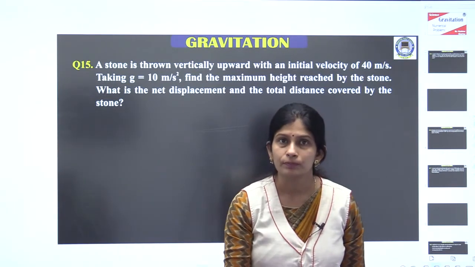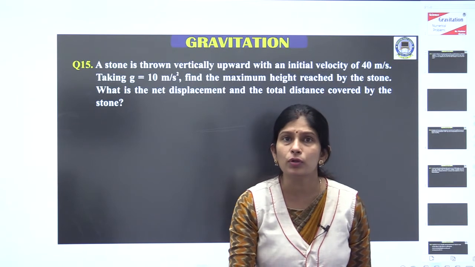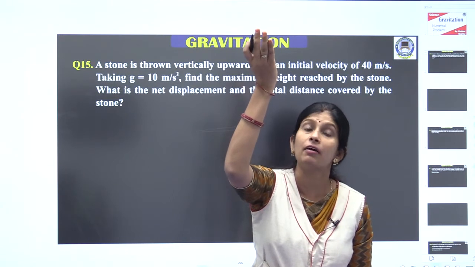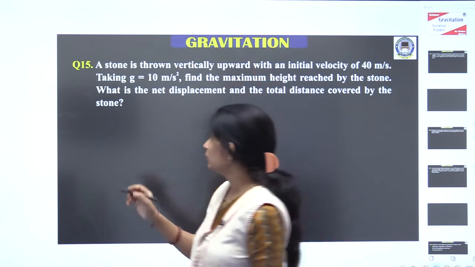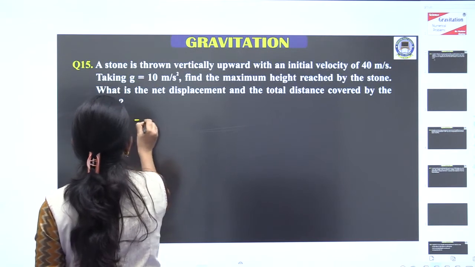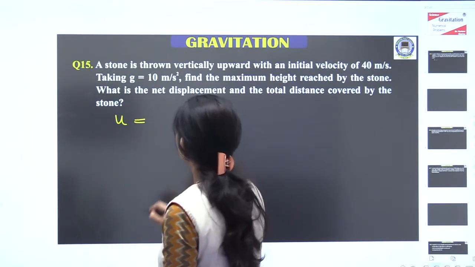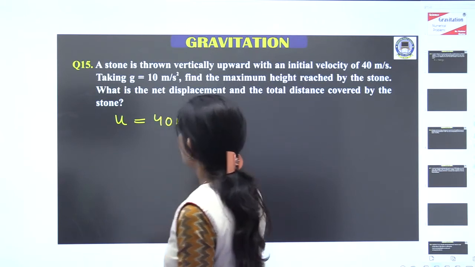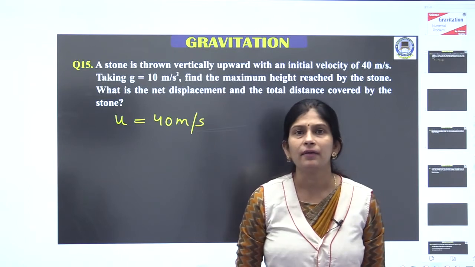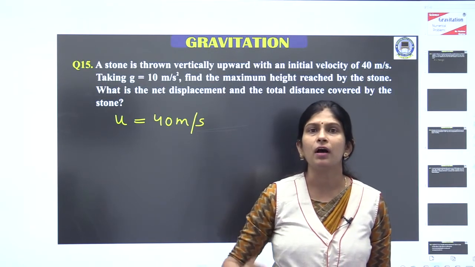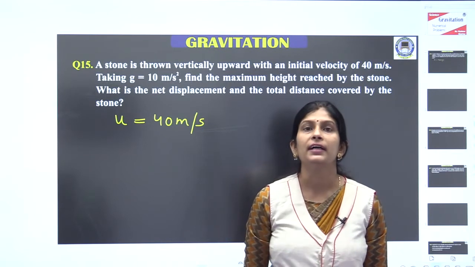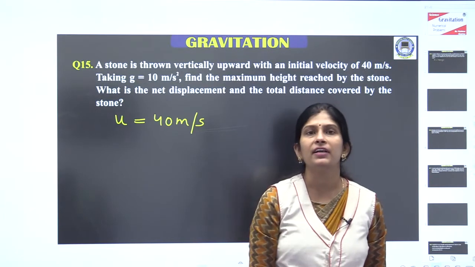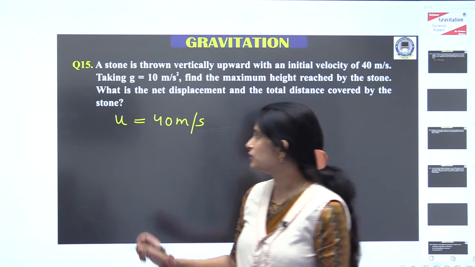There is a stone and we are throwing that stone with an initial velocity of 40 meter per second in the upward direction. So what is given? Initial velocity u is 40 meter per second. As you know, when an object is moving upward or downward, it experiences an acceleration due to gravity, which is denoted with small g.